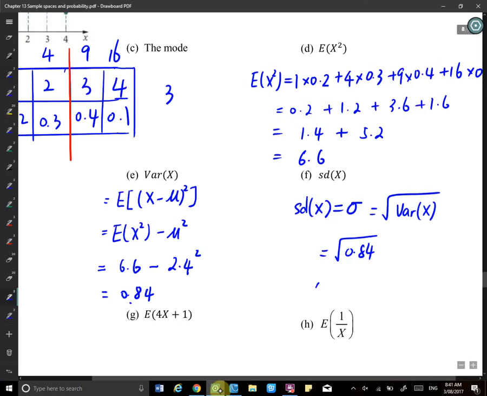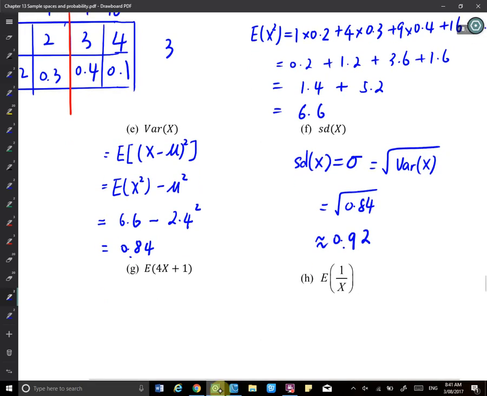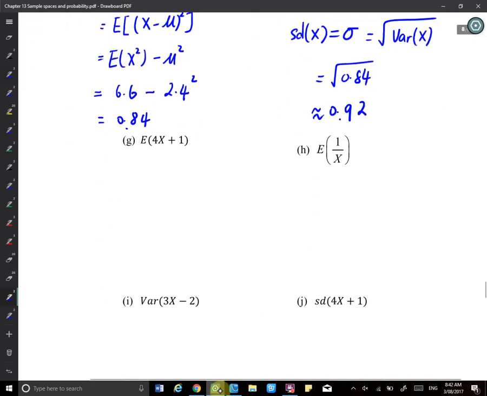But later on, if we use square root variance, or if we want to use sigma again, we need to keep it exact. We're not carrying errors to later questions. So we will use square root 0.84 for the following questions.